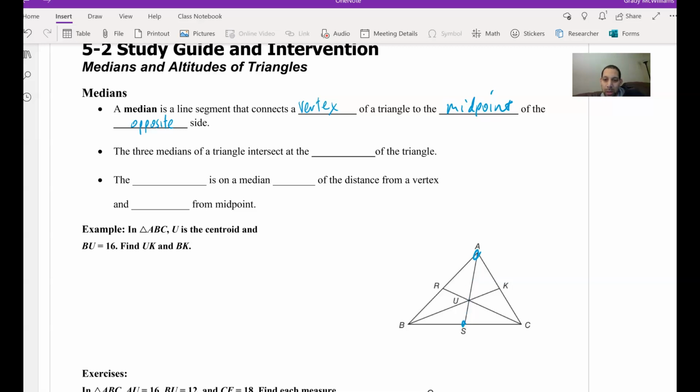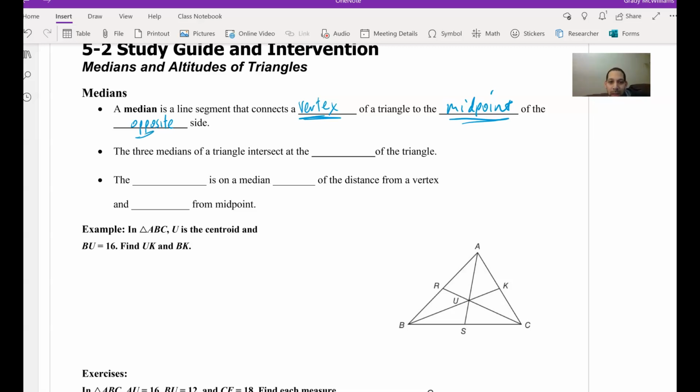There's also the segment RC, which connects the vertex C to the midpoint. Remember, vertex is just a corner of a triangle, in case you forgot. And then there's a median right here, BK, which connects the vertex, the corner of a triangle, to the midpoint, K. Okay, so a median connects a vertex to the midpoint of the opposite side.